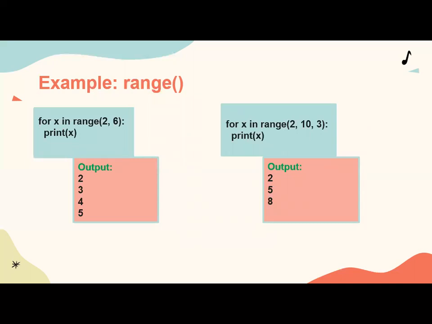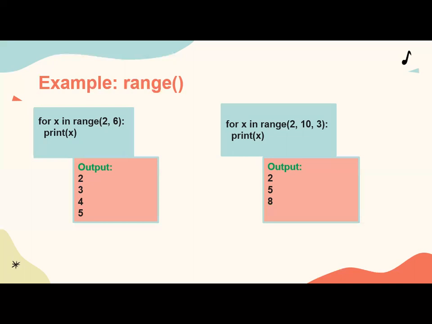Next example. The range function defaults to 0 as a starting value. However, it is possible to specify the starting value by adding a parameter: range of 2, 6, which means values from 2 to 6, but not including 6. For example, for x in range of 2, 6, print x, the output is 2, 3, 4, 5.